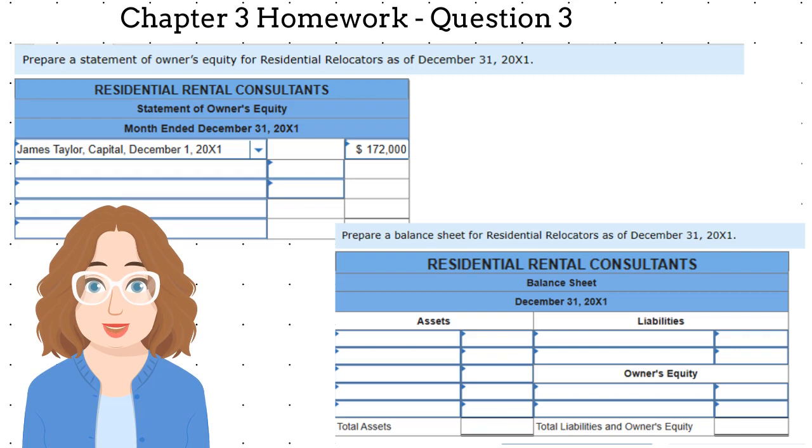For the balance sheet, find all of the T accounts that are balance sheet accounts and enter them into the correct sections. Don't forget to enter the ending capital balance into the owner's equity section.